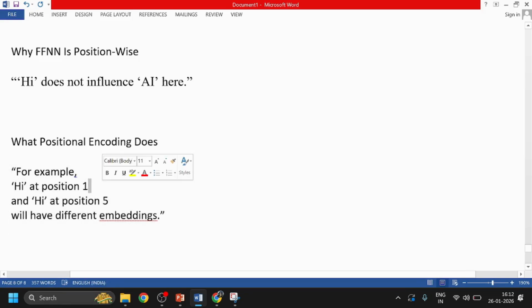So that's why positional encoding adds the positional information to the word embedding. That's why we need to add positional encoding. This is how the model knows which word comes first.